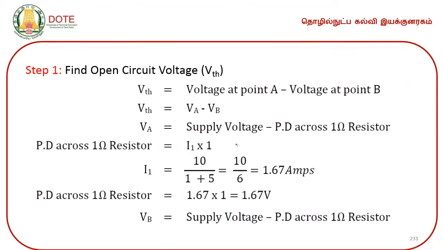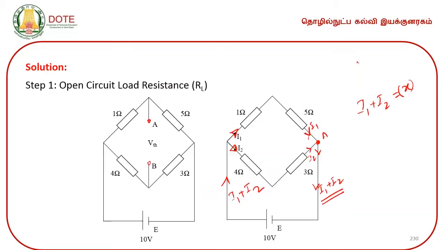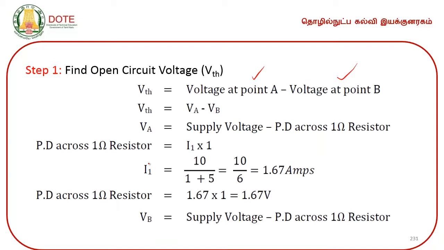Now, to find out the open circuit voltage, we need to find out the voltage at point A and the voltage at point B. VA is equal to supply voltage minus potential difference across 1 ohm resistor, that is I1 into 1, which is equal to 1.67 into 1 volts. So, similarly, VB is equal to supply voltage minus potential difference across 1 ohm resistor.